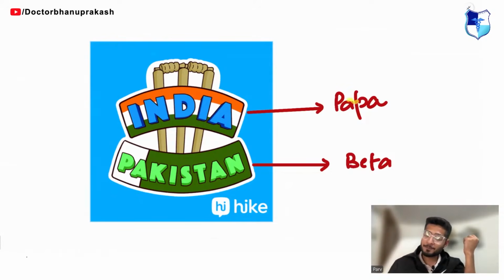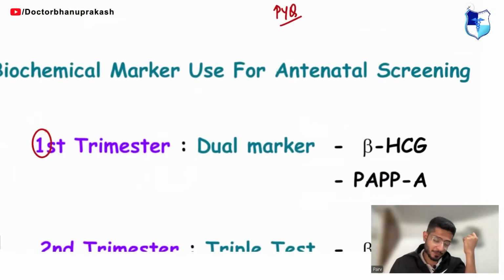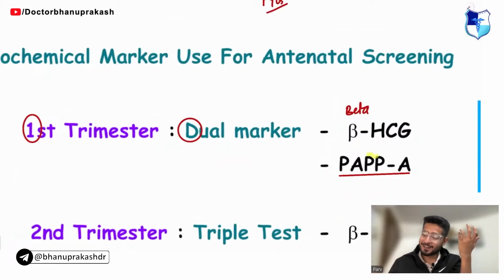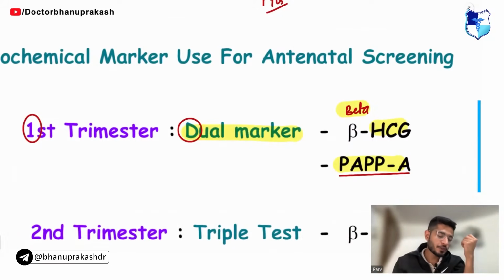So remember this, one is Papa, PAPA. Then another is Beta. So what is this papa and beta? In the first trimester, to see Down syndrome, we do the dual marker. Beta is beta HCG, papa is PAPPA. So papa, beta HCG is the mnemonic to remember the first trimester dual markers.